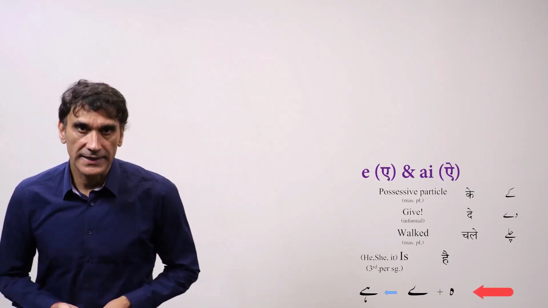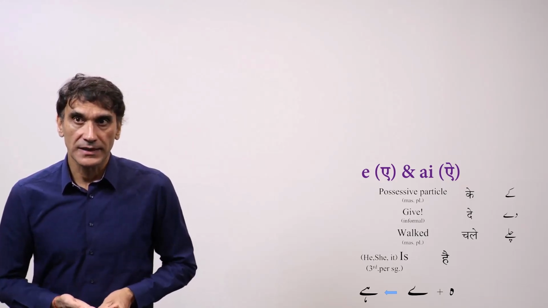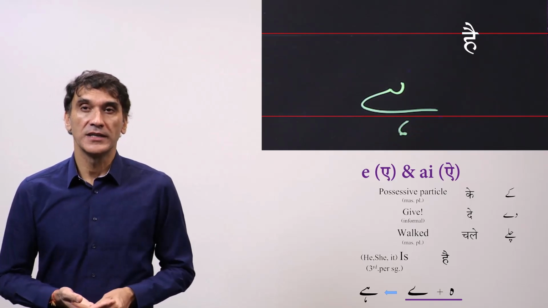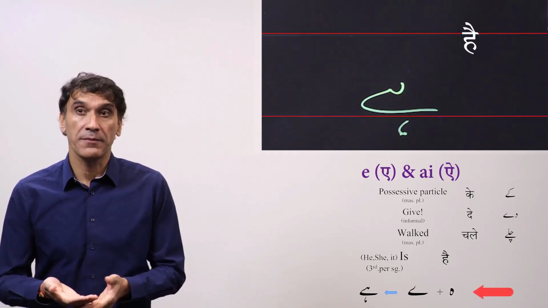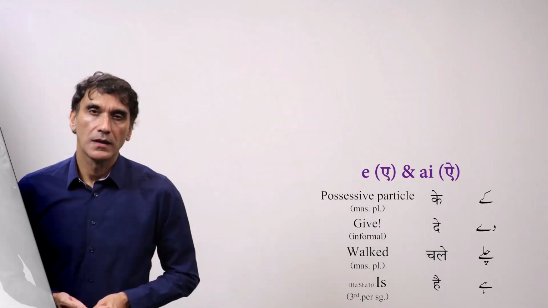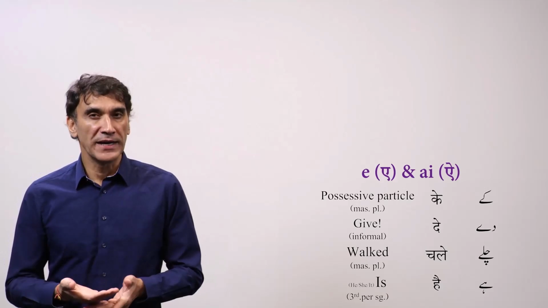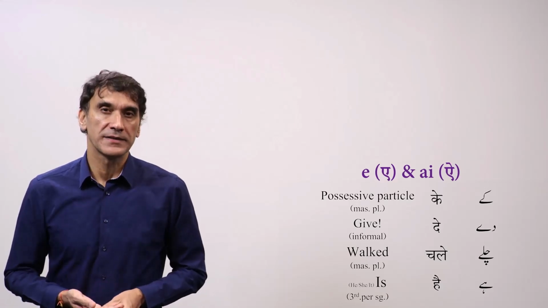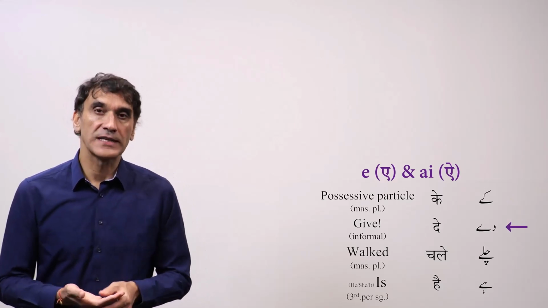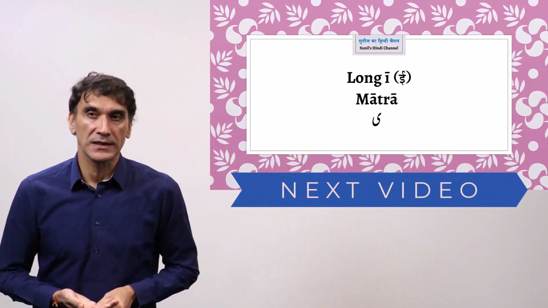And the final word is hai, the third person singular form of the verb hona, to be. It means is. The spelling is choti he plus badi ye. Choti he will take the initial form and badi ye will take the final form. So choti he plus badi ye, hai. Let's now take all the words together with badi ye at the end. You can see that all of them have badi ye in their final form, and in Hindi all of them have either A or I mātrā at the end. The first word is ke, the next one is de, the third one is chale, and the final word is hai.